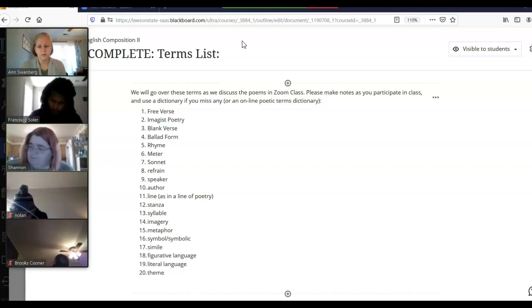A metaphor is a direct comparison. My life is a tree with roots in the ground and leaves in the air. Okay, a direct comparison. Has everybody got metaphor? It's a direct comparison.